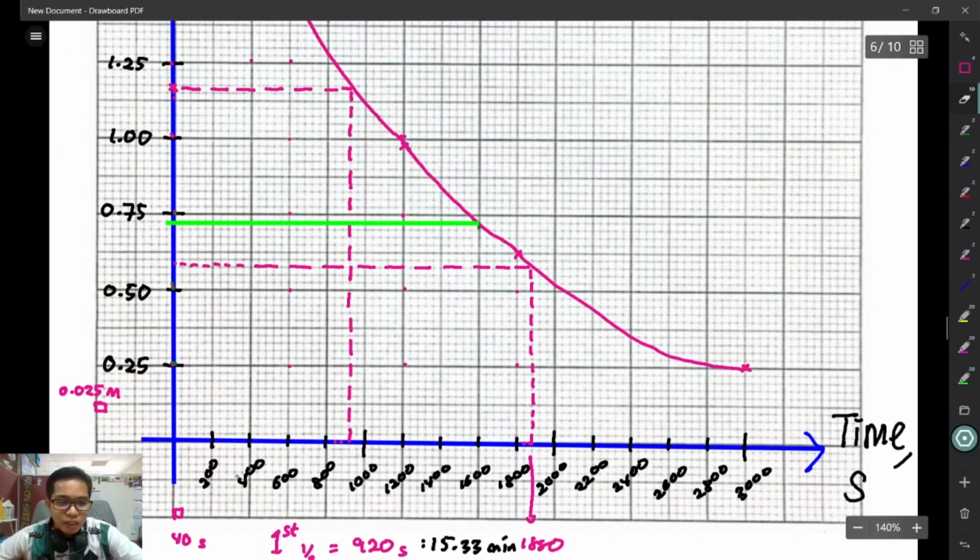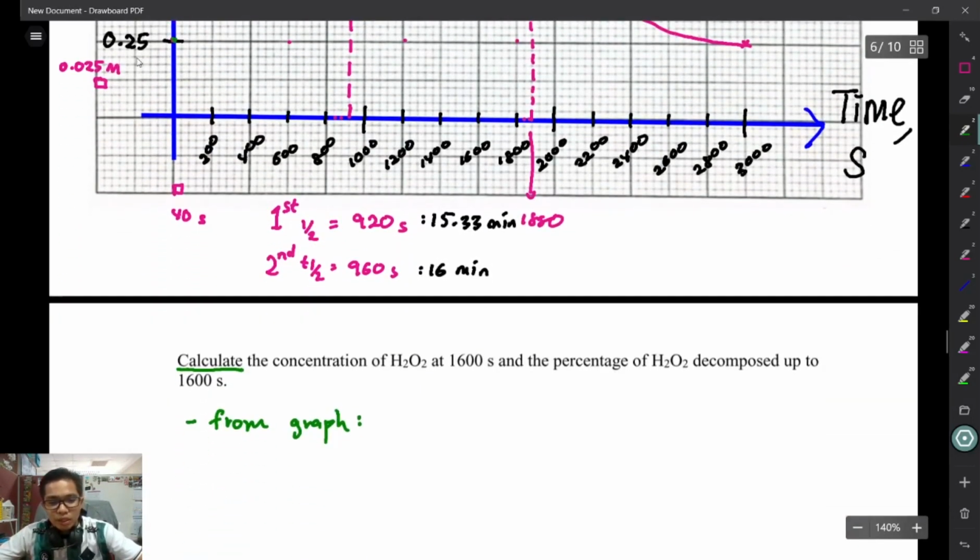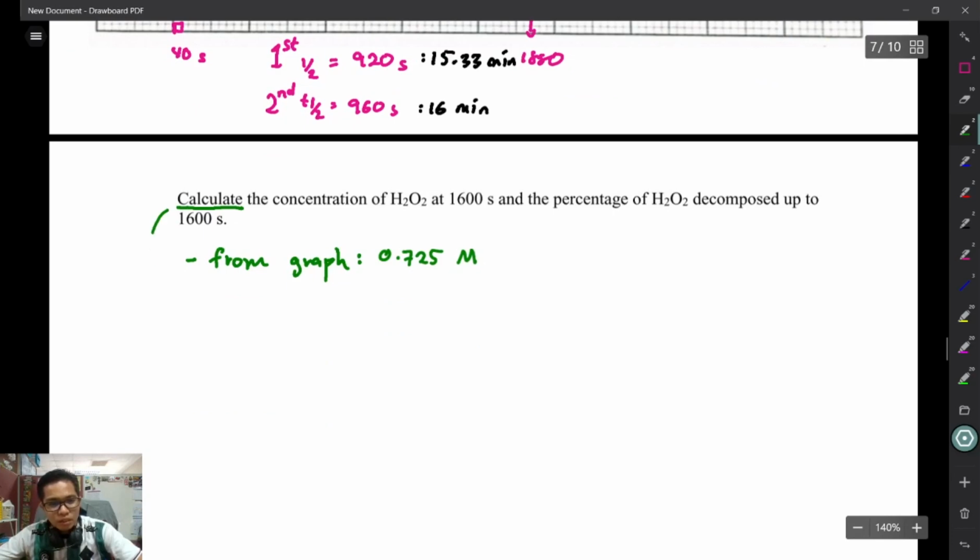Okay, so lepas kita gariskan ni, kita kira belakang kotak dia. So, dari sini ke 0.05 ada 10 box. So 10, 20, 30. Tolak 1, 29. So 29 darab dengan 0.025. So saya dapat 0.725. So daripada graf saya dapat 0.725 molar. Tapi dia nak calculate, so kena guna formula.